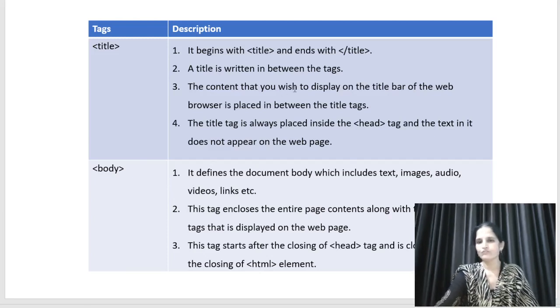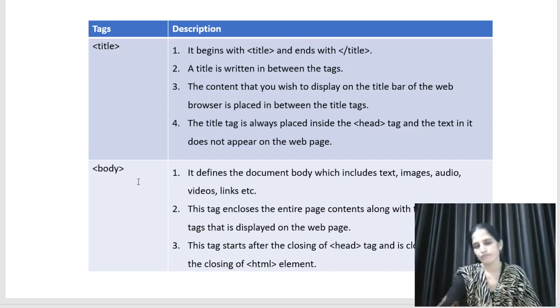The content that you wish to display on the title bar of the web browser is placed in between the title tag. The title tag is always placed inside the head tag, and the text in it does not appear on the web page. This text doesn't appear on your web page. This tag always appears on the title bar of your web browser, at the top of your web document. At the top of your title bar on your web page, this title will be displayed.